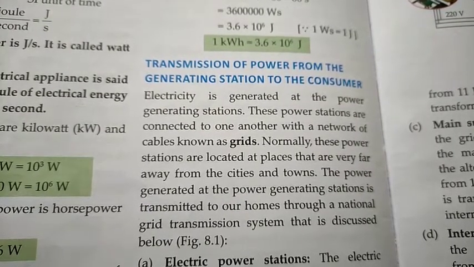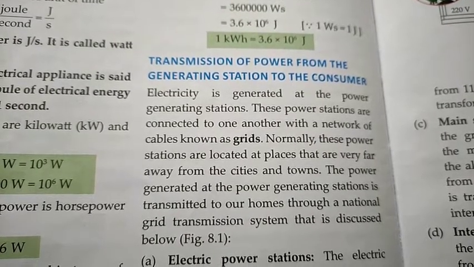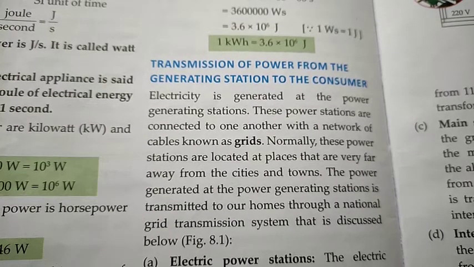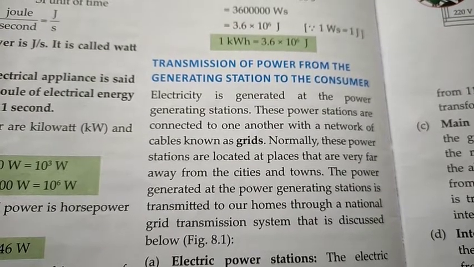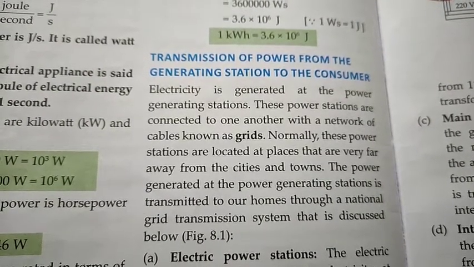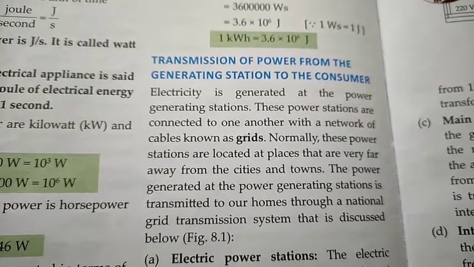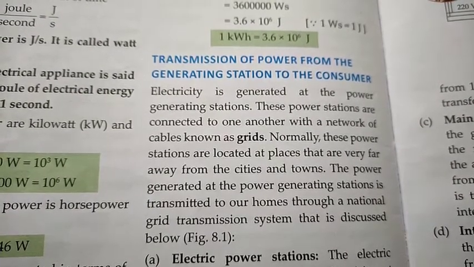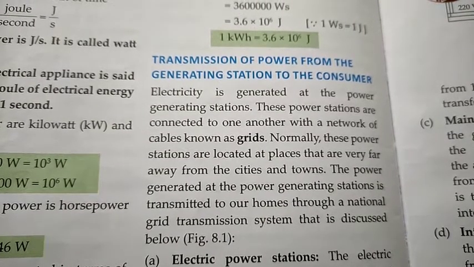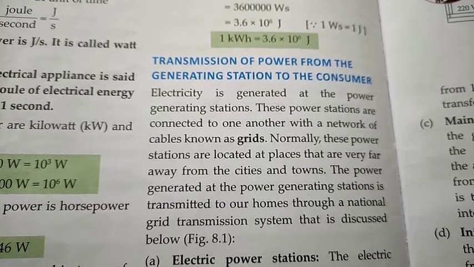So we know that electricity is generated at power stations, and these power stations are connected to one another with a network of cables which are known as grids. These power stations are located at places that are very far away from the cities and towns. The power generated at the power generating stations is transmitted to our homes through a national grid transmission system.